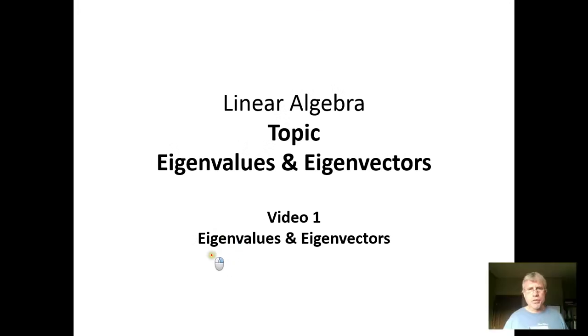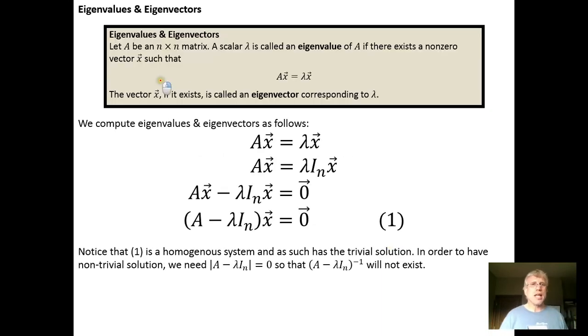So in this video, we're just going to briefly explain what eigenvalues and eigenvectors are. Here's the idea. If A is a square matrix, we want to find a scalar, lambda. And by scalar, remember, we just mean that lambda can be any real number we want. We call that scalar an eigenvalue of the matrix A if we can find a non-zero vector.